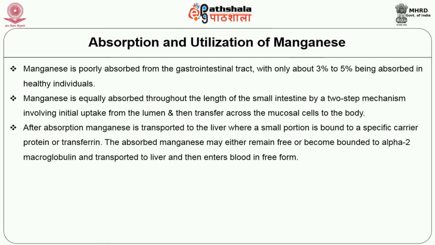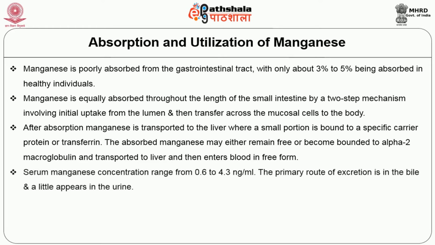After absorption, manganese is transported to the liver, where a small portion is bound to a specific carrier protein, transferrin. The absorbed manganese may either remain free or become bound to alpha-2 macroglobulin and transported to the liver and then enters blood in free form. Serum manganese concentration ranges from 0.6 to 4.3 microgram per ml. The primary route of excretion is in the bile and a little appears in the urine.